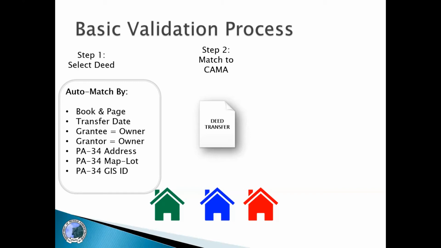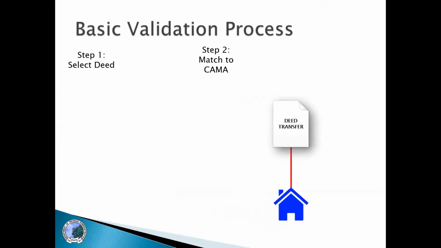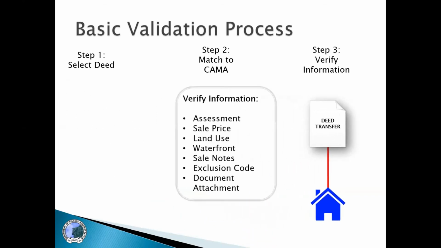So your job on step two is to select the correct parcel and move on to step three to verify the information. So you'll be verifying the assessed value, the sale price, the land use, whether or not it's waterfront. You can add any notes that you have about the sale. You can put in any exclusion codes if you don't want the sale to be used in the equalization study, and you can attach documents. Now we will have values for the assessment, the sale price, and the land use. So you won't actually have to key that in unless you want to override what we got from your CAMA export.